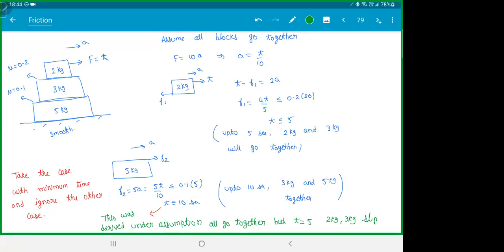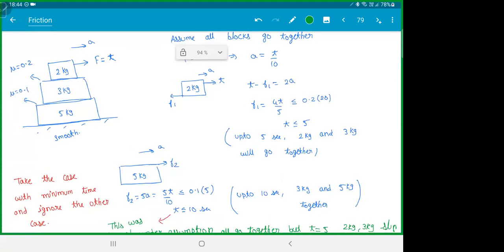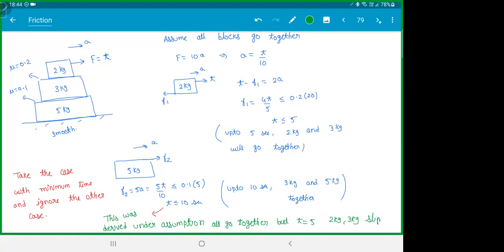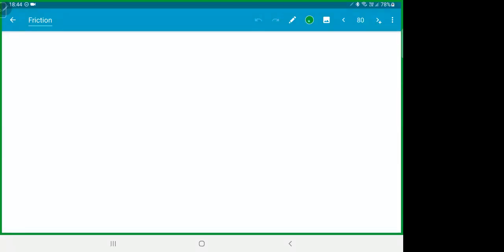Please check this page. Like I said, 3 blocks, a little more steps. Now what to do from here? So up to 5 seconds, all are going together. Great. So we write the data. For t greater than 5 seconds, I'll turn the page again. Let's just see, 2 kg and 3 kg is slipping. Great. So assume 3 and 5 kg go together. Again, we start the story. Now it has become a 2-block problem. You don't know, no? 3 kg and 5 kg are going together till what time?